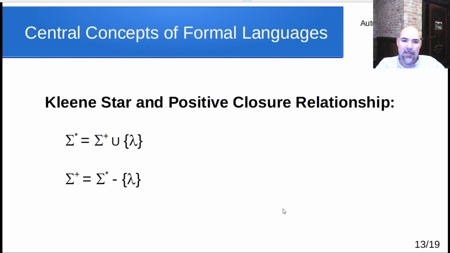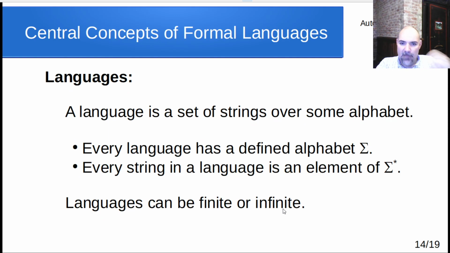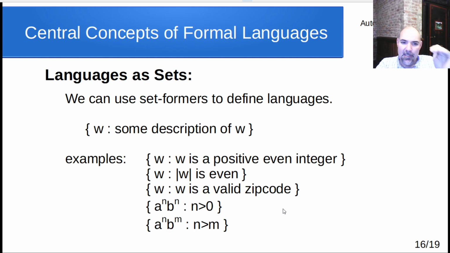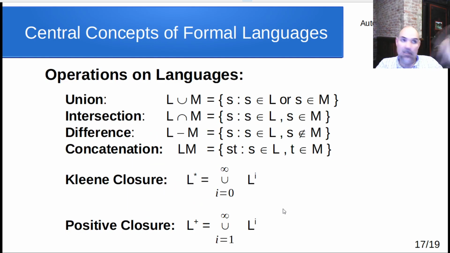The main thing I want you to get out of this is the concept of languages: that a language is just a set of strings, and that there's a whole bunch of ways to define those, from really simple ones to really complicated infinite-sized ones, and really simple infinite-sized ones. And then there are these operations we can perform on those languages, which all result in a new language.